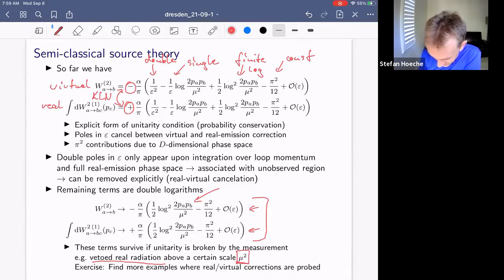So what I'm encouraging you to do in the recitation session is to find more examples where this real-virtual interplay is violated by the measurement, and what the cross-section should therefore look like.